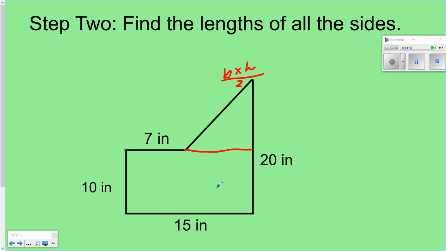Okay, so what do I know about this triangle? What do I not know? Well, I don't know anything about this triangle. I don't know the base of it, and I don't know the height of it. So I have to use some of these measurements in here to figure that stuff out. So let's start doing that.